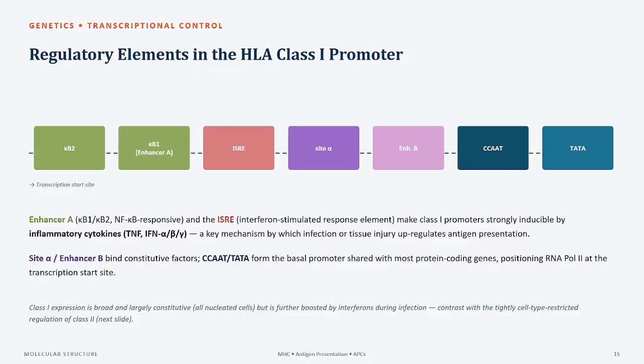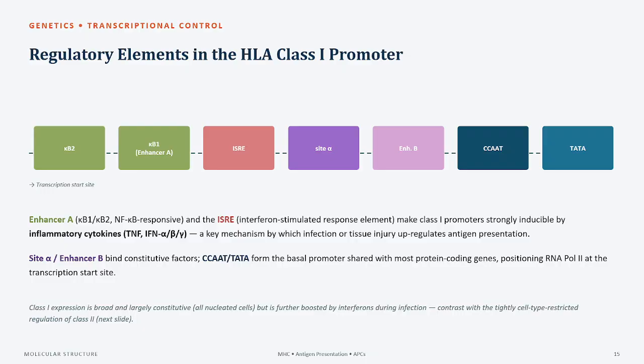Now coming to a little bit more interesting things, which is the regulatory components, the elements in the HLA class 1 promoter site. So the core promoter elements, which is required for the basal level of transcription. These elements are responsible for the baseline expression of the HLA class 1 molecules in almost all the nucleated cells, where you have the TATA box and the CCAAT box. These are the standard basal promoter elements located near the start site.